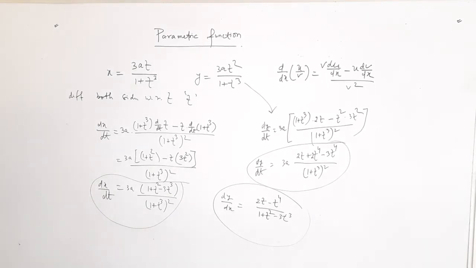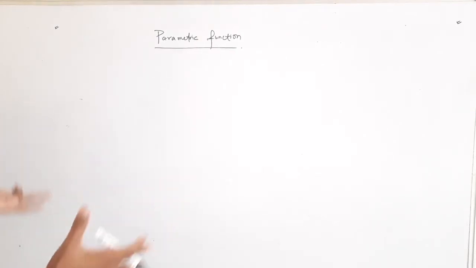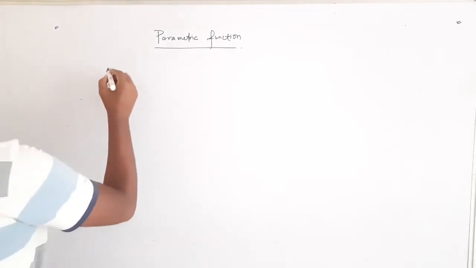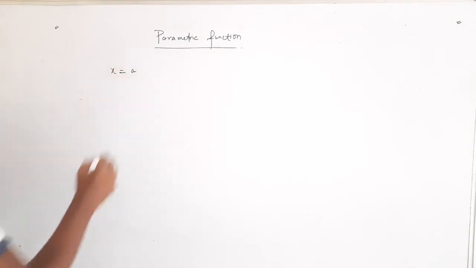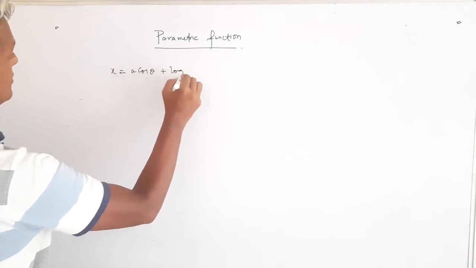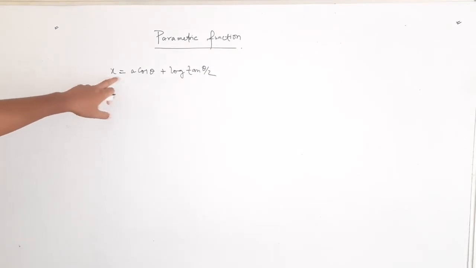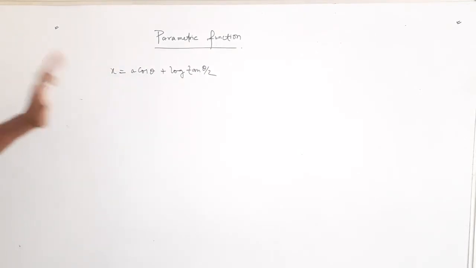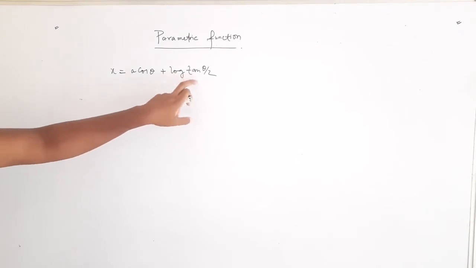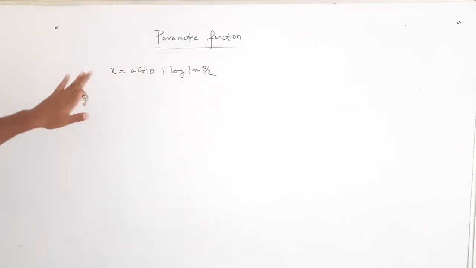Now let me take another example. Okay, now I take another equation. This is another type of parameter which you can see. Initially it was t functions, like algebraic functions. Now it will be trigonometric functions. So here we have x equals a cos theta plus log tan theta by 2, which means x is a function of theta. Okay, x is not a log, this is a composite function. So tan theta by 2 goes into the argument of log, so this is a function of theta.